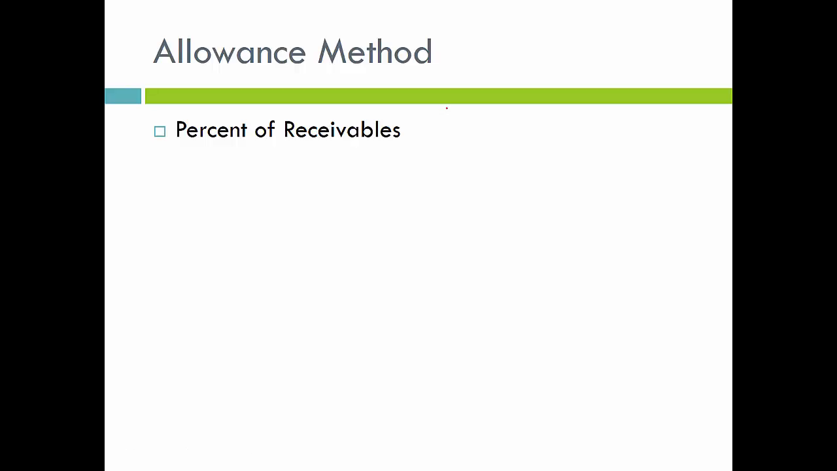Okay. So percent of receivables. This will be method number 2 of 3, and this is a balance sheet approach, because we're using receivables, which is an asset on the balance sheet.